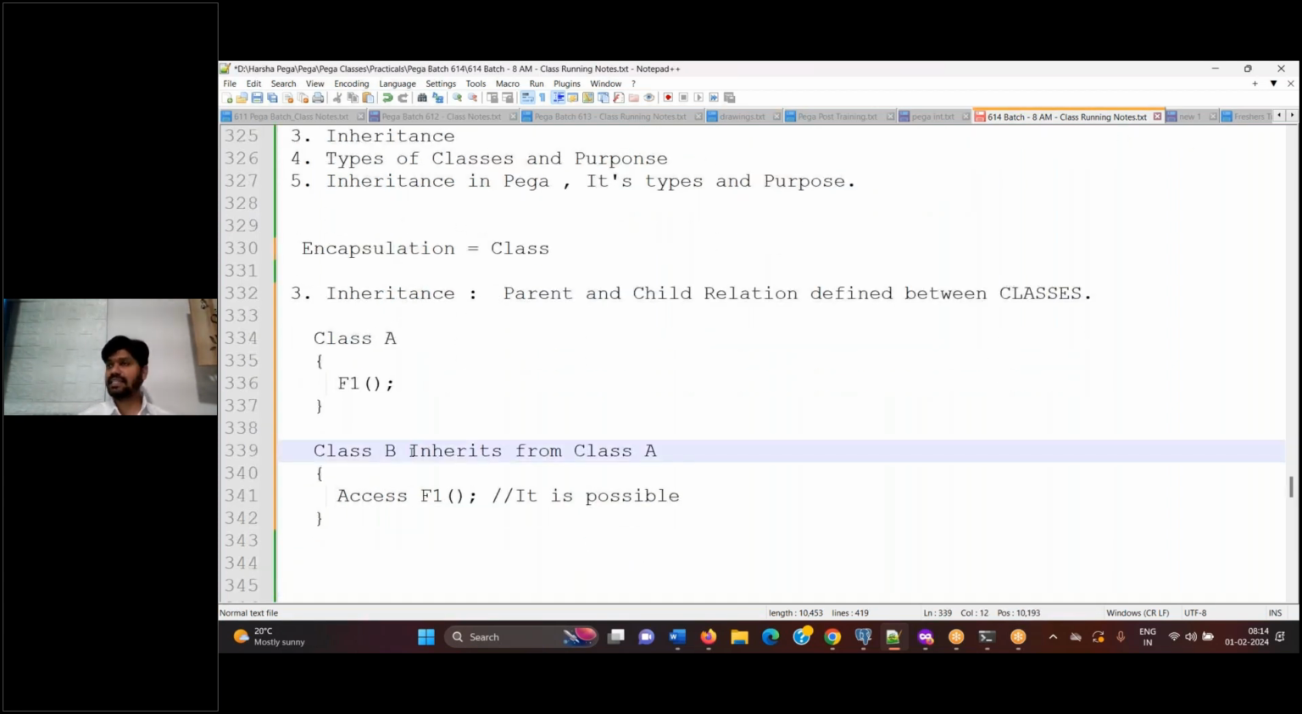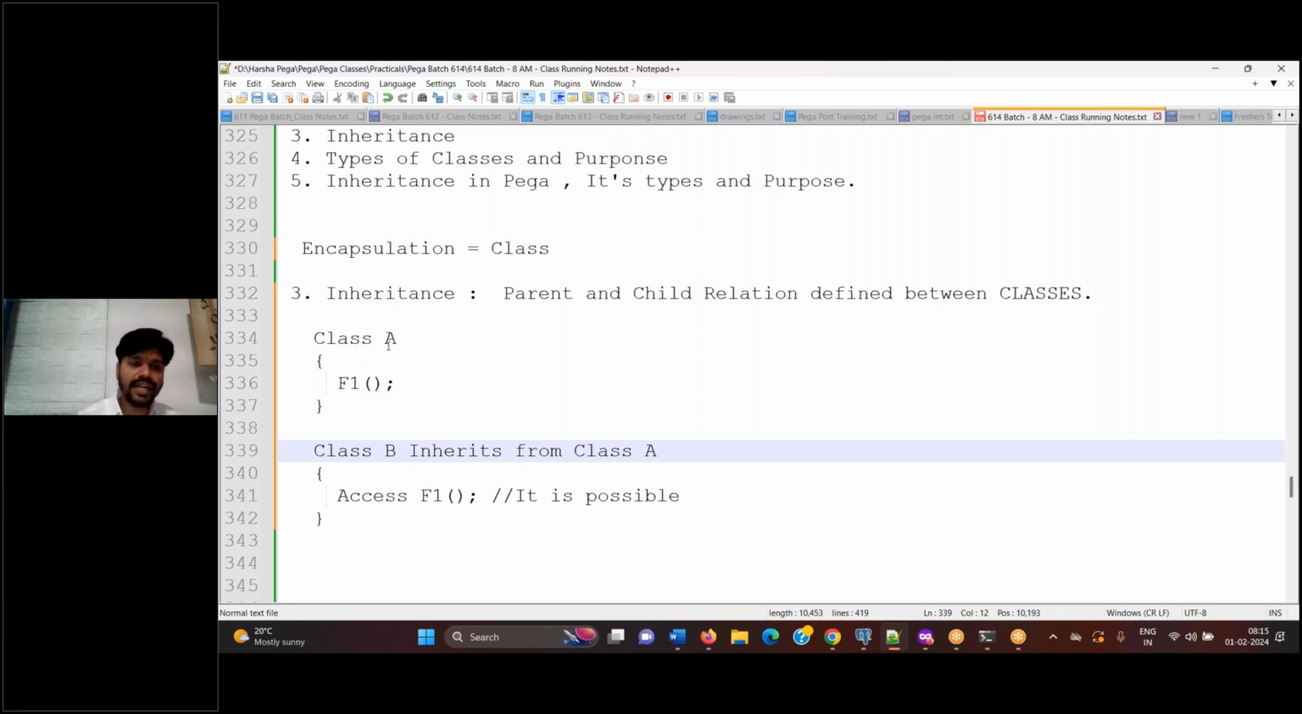Child can access anything from the parent, attributes of the parent or functional components of the parent. When you are designing your system, you are going to create functional components and attributes. For that, you first create a class. Inside the class, you place the attributes plus functional components. Then you will be able to access them from one class to another class, when you define inheritance relation between the classes.